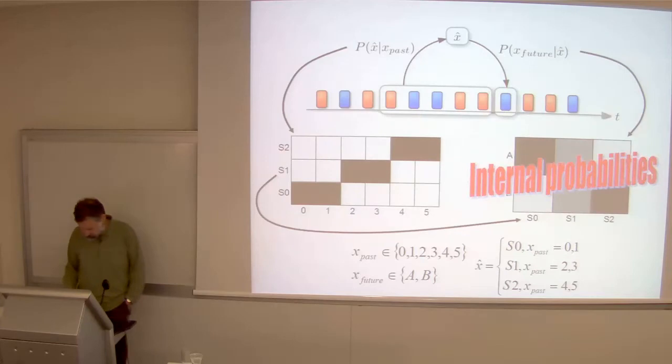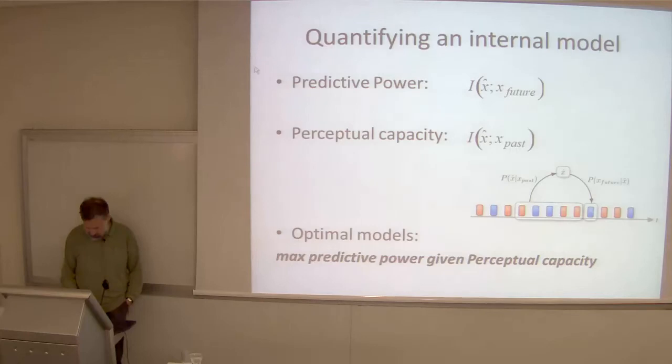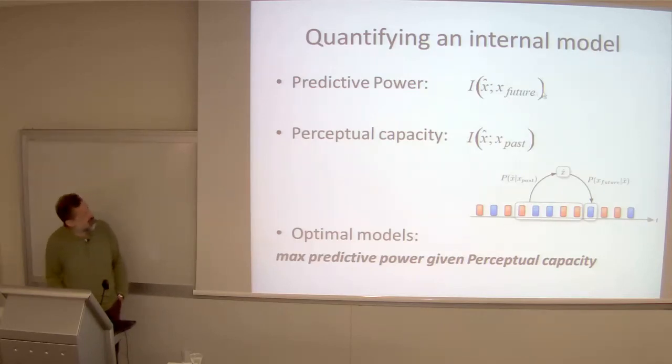So these are the internal probabilities from which we will derive the surprises, but we now need to quantify the internal model because we have a lot of them. So we need to select among them, and here is what Tali tells us to do: use 2 quantifiers for the internal model. One of them is how well the model actually predicts the future, so this is the predictive power. This will be larger the smaller the amount of surprise that will happen, and obviously I want this to be large. So I'm using here the mutual information between the future and the internal state.